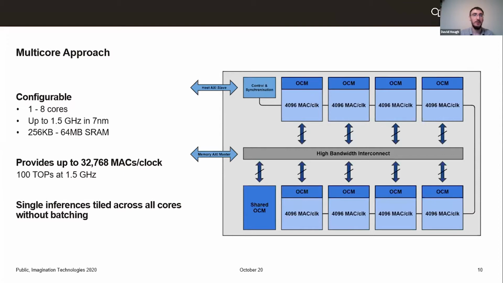Also, as you can hopefully see from the diagram, each of the cores has what's marked as OCM, or on-chip memory, as we refer to it, which is really just dedicated SRAM, to store data local to each individual core. Then there's a single shared on-chip memory, or SRAM, that all of the cores can access via an internal interconnect to help share data between them.